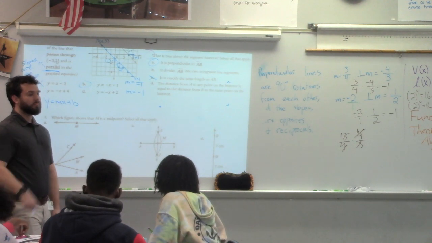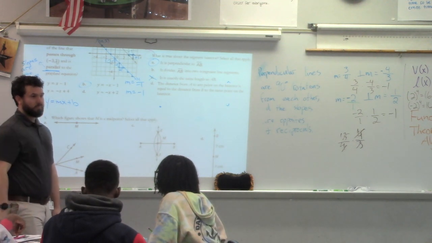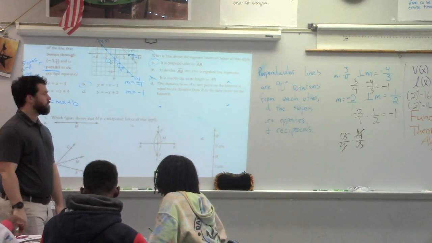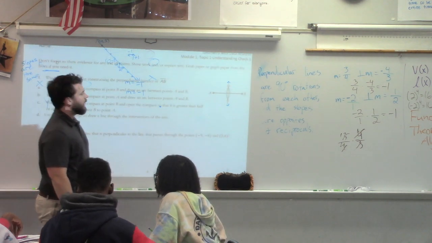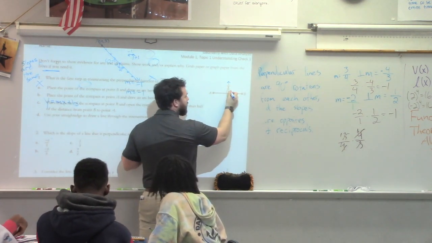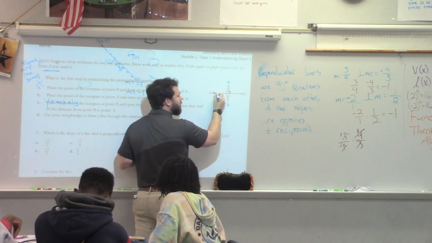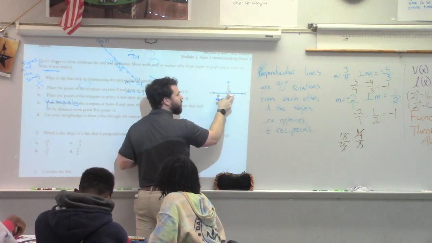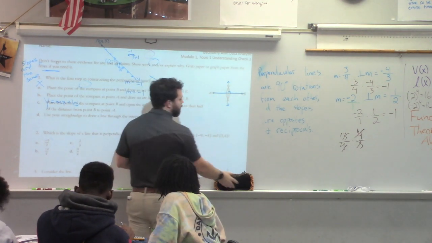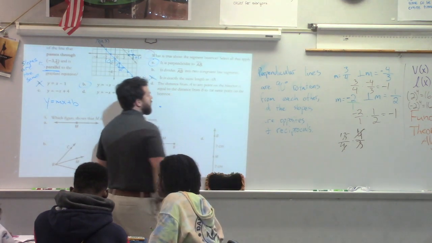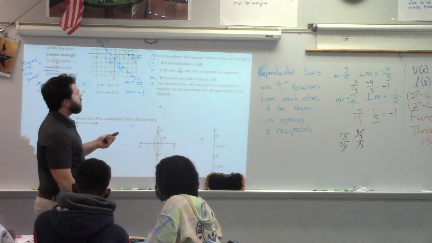So the perpendicular bisector intersects at 45 degrees. It intersects at a 90-degree angle, and it cuts the line segment into two equal pieces. Oh, I see. Okay. What's the next answer?